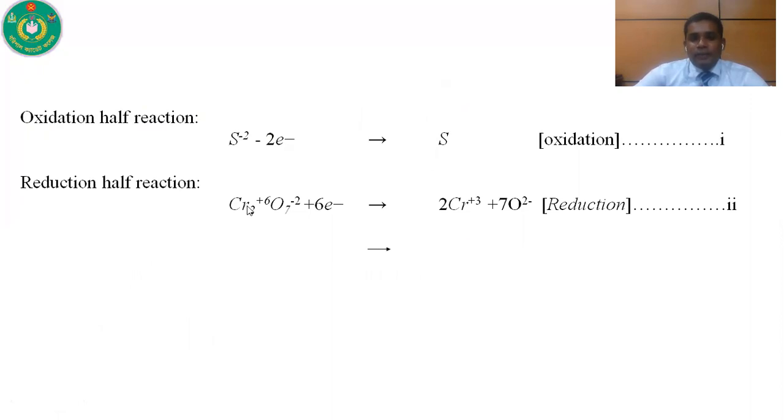For 1 chromium, 3 electrons are accepted. As there are 2 chromium present, we need 6 electrons. And for balancing 7 O2-, we need 14 H+ and form 7 water molecules. So we have to make the number of electrons equal, because the number of electrons donated by some substance must be equal to the number of electrons accepted by some substance.